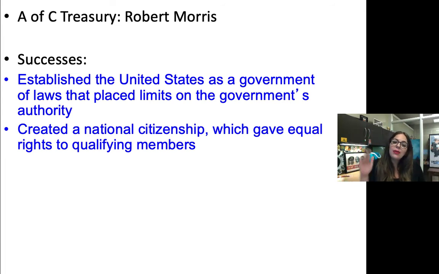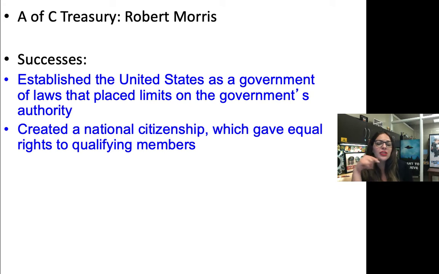So those are just some of the successes of the Articles of Confederation, in addition to Robert Morris establishing the first bank of the United States in order to stabilize the economy. So that was a huge plus also, right? Especially coming out of the American Revolution, where continental dollars are really not worth much money.